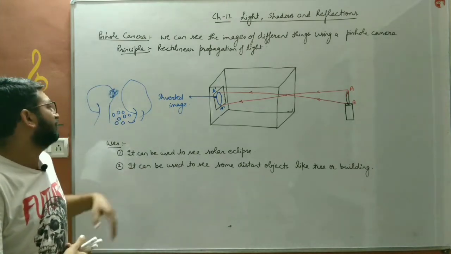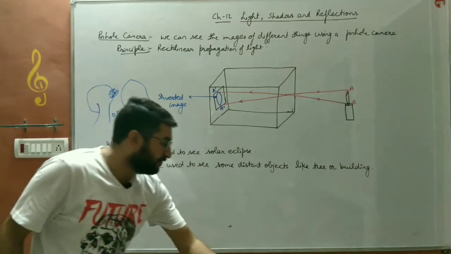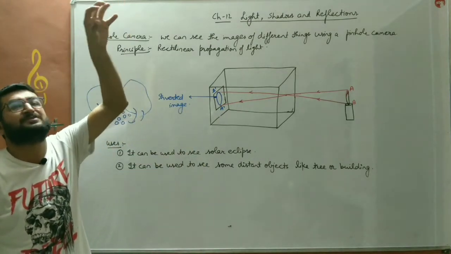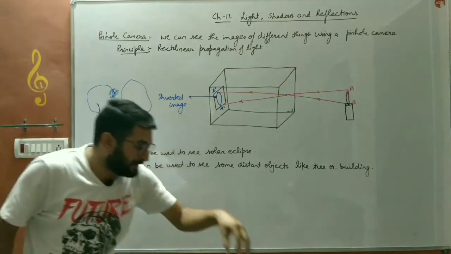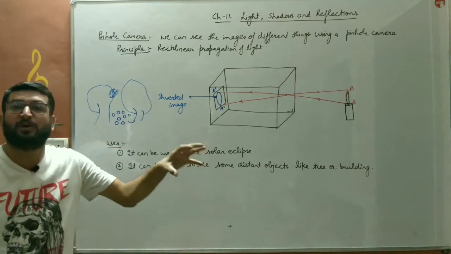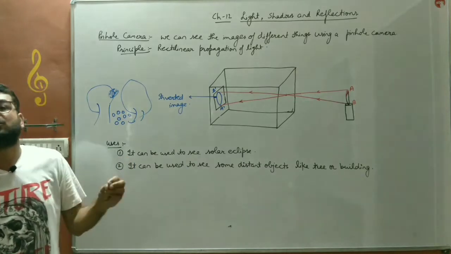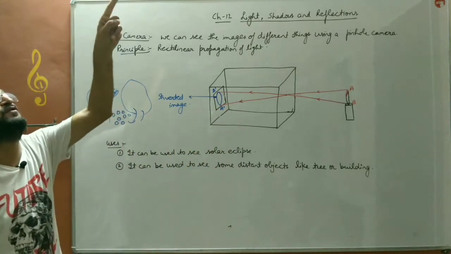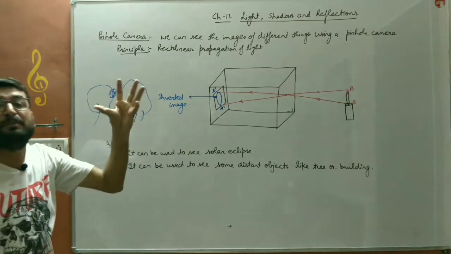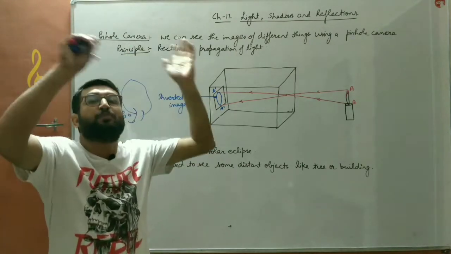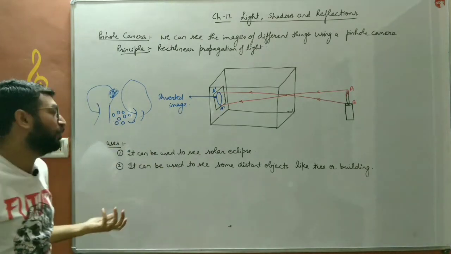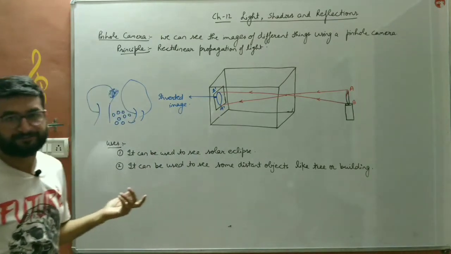If you ever go to a dense forest and observe the floor, where there are a lot of trees and light gaps between them, you will see many round patches of light formed there. Those are actually pinhole camera patches. The pinhole camera is formed by the gaps between the leaves of the canopy of trees. So that is an example of a pinhole camera in nature.